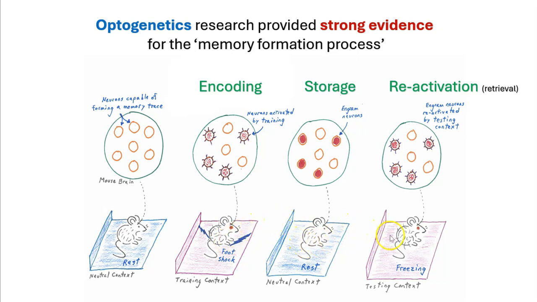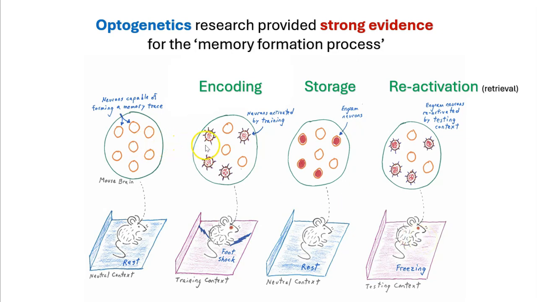And then when we just put it back into that training chamber without shocking it, it will show fear. So that's the testing context. It's going to show fear because it learned to associate the red chamber with the foot shock.